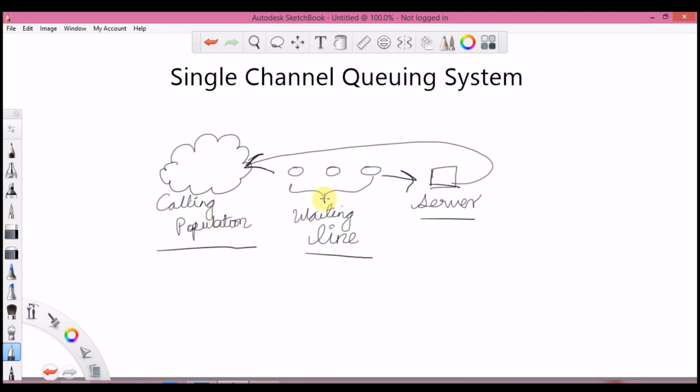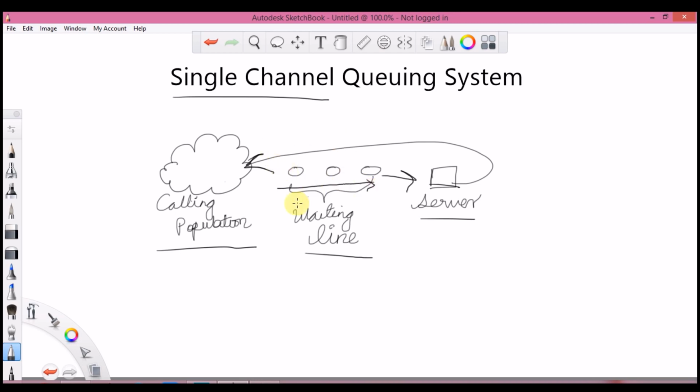So a few things to remember is that the name single channel is due to this single channel that appears here. It is a single flow of orders, so there are no n channels. It's a single channel through which orders are processed and sent to the server. And the calling population is infinite. There can be any number of orders or customers that want to be served by the server, so there is no limit on that.